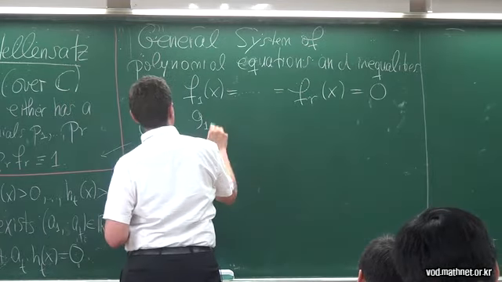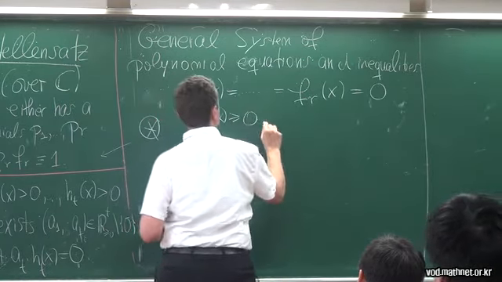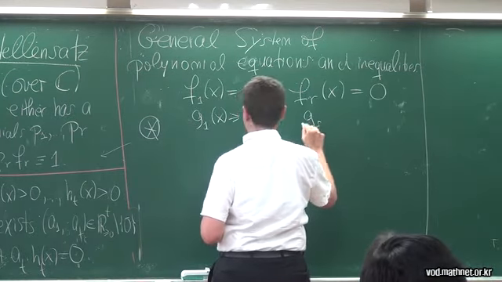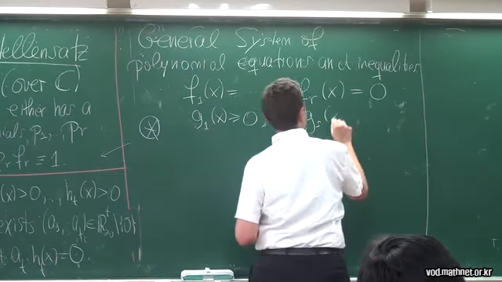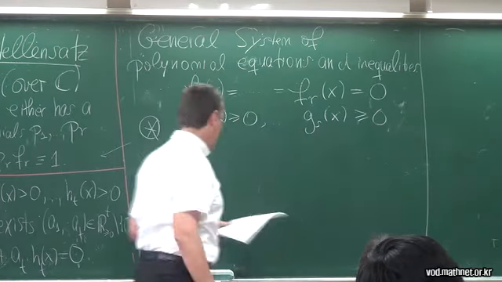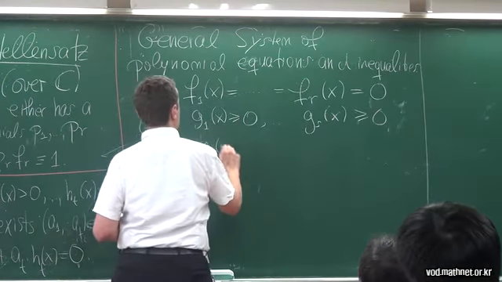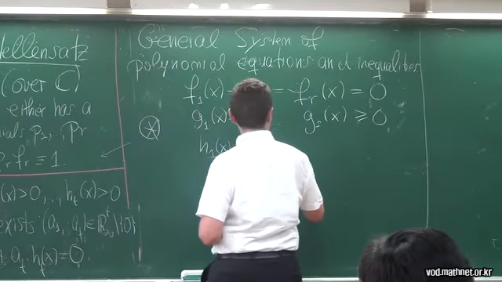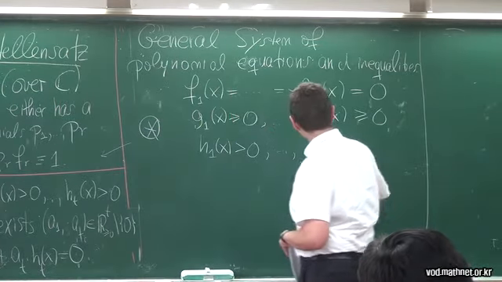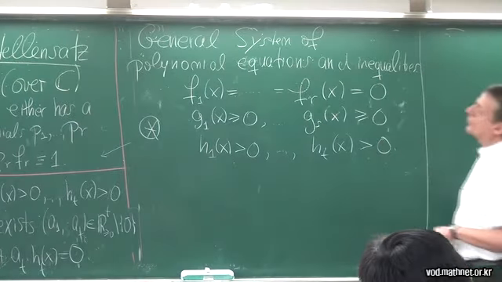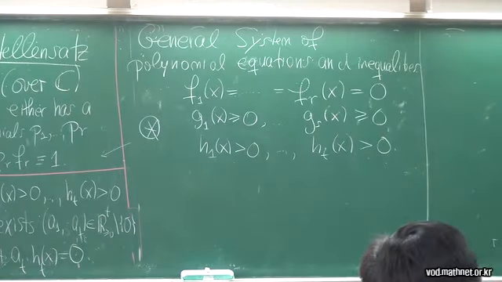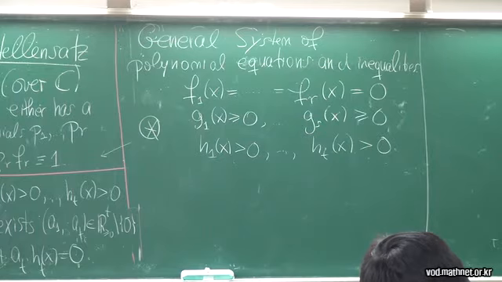Then we have some weak inequalities, g1 of x greater or equal 0, blah, blah, blah, up to gs of x greater or equal 0. And maybe we'll also allow h1 of x strictly greater than 0 up to ht of x. Okay, and we take the conjunction of all of these. So that's a typical system. That's a system that describes a basic semi-algebraic set. Not closed necessarily, maybe open, maybe closed, maybe neither. Okay? So we want to know, does there exist an x?